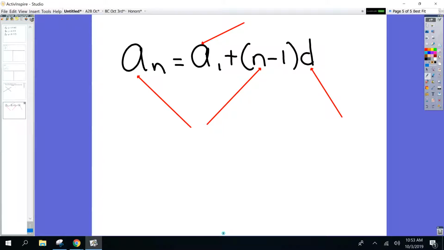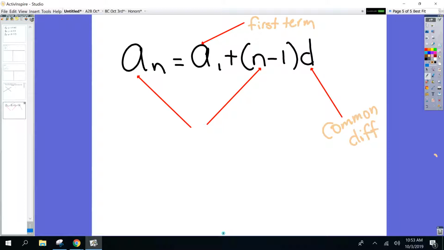What's the A1? First term, not a big deal. That's the first term. What is this D value? Common difference, which is what you are adding. Now, I want to talk about those last two pieces a little bit more detail than I did yesterday.